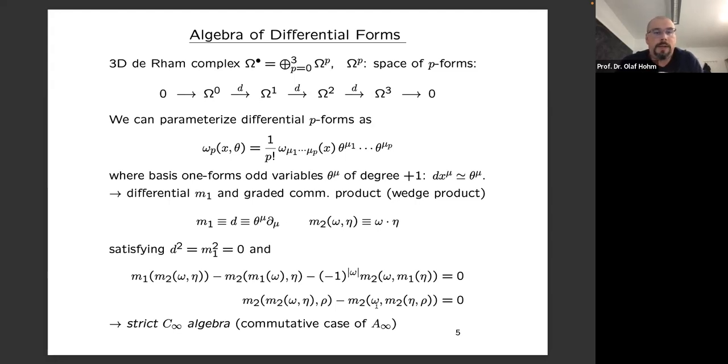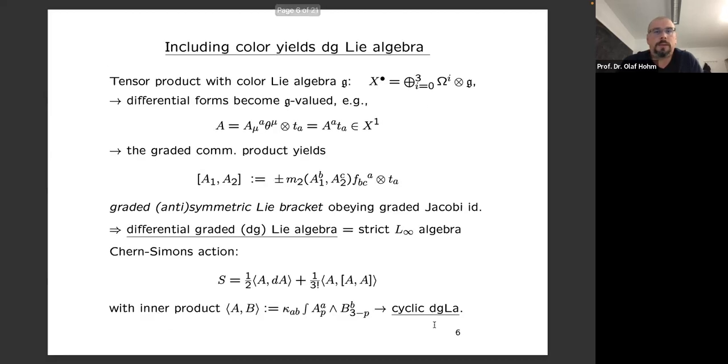So this is an example of what's called a strict C-infinity algebra. It's, of course, just a graded commutative associative algebra. In fact, it's a differential graded commutative associative algebra. And this will be generalized in a moment to something called C-infinity. C refers to commutative. And so this is a strict example. Strict C-infinity algebra, which, for those of you who know the term, is the commutative special case of an A-infinity algebra. Okay. So that was a reminder of differential forms.